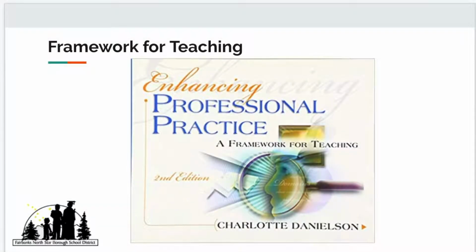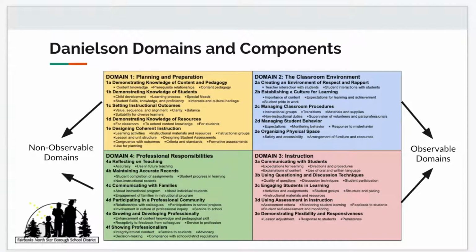The district's expectations for teacher performance, reflection, and growth are grounded in Charlotte Danielson's Framework for Teaching. Online training on the framework is available in Canvas. Charlotte Danielson has divided her framework for teaching into 4 domains. Domain 1, planning and preparation. Domain 2, the classroom environment. Domain 3, instruction. And Domain 4, professional responsibilities.